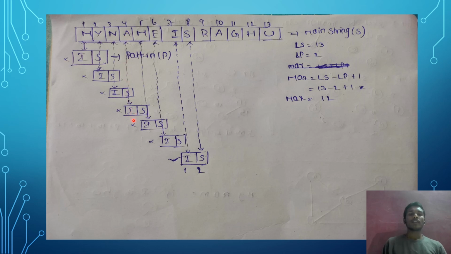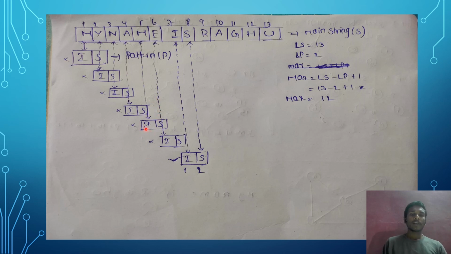A is compared with I. Here again a mismatch has occurred. So the index value of the main string should be incremented by 1. Now the index 5 value of the main string is compared with the index 1 value of the pattern. M is compared with I. Here also a mismatch has occurred.